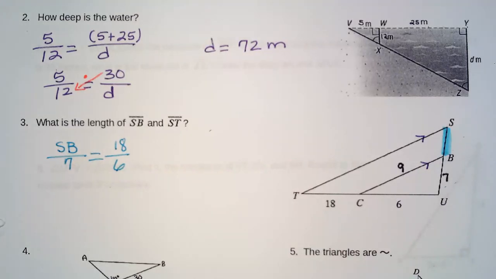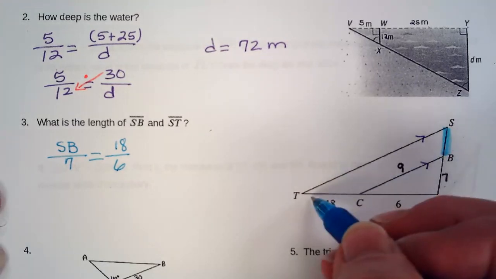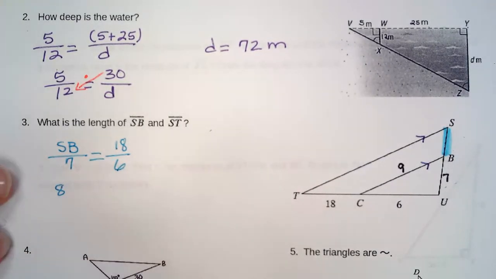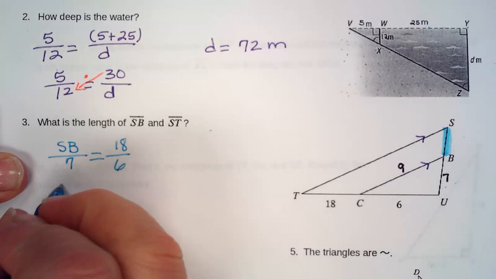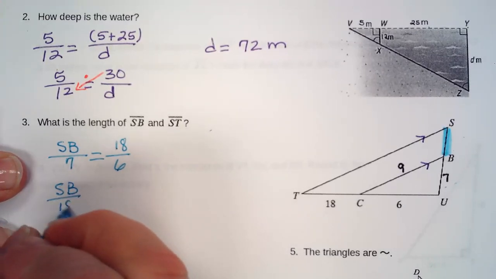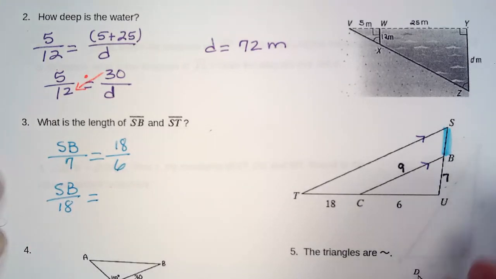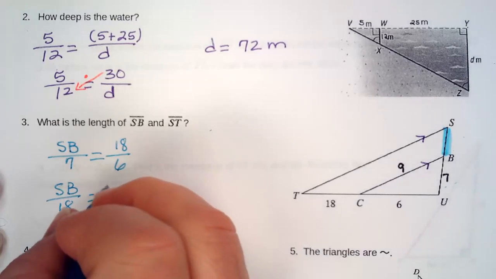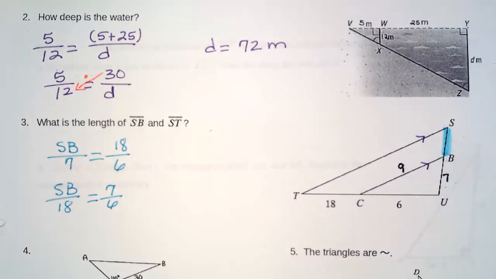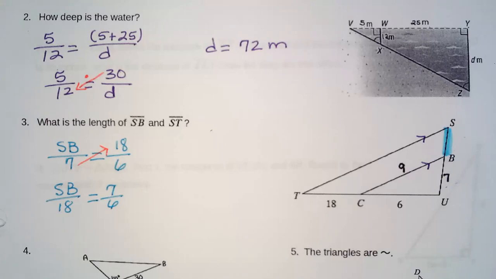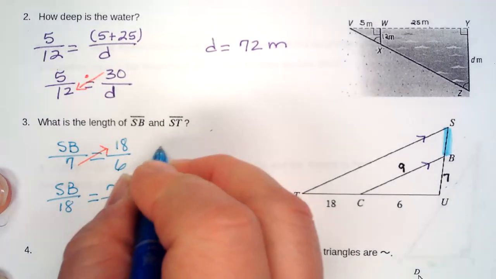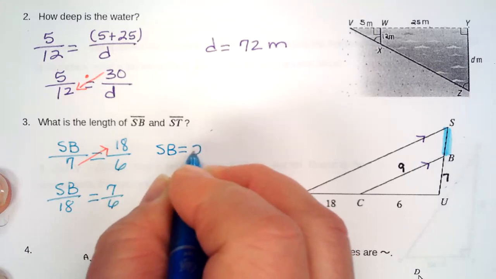Okay, is that the only way you can do it? No. I can go side to side. SB over 18 is equal to 7 over 6. Either way, you start by taking 7 times 18 divided by 6. 18 divided by 6 is 3. 7 times 3 is 21. So SB will be equal to 21.